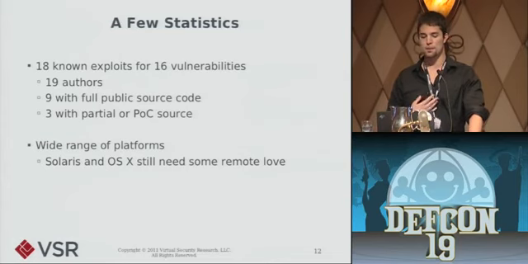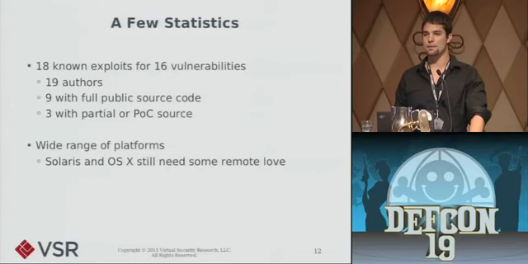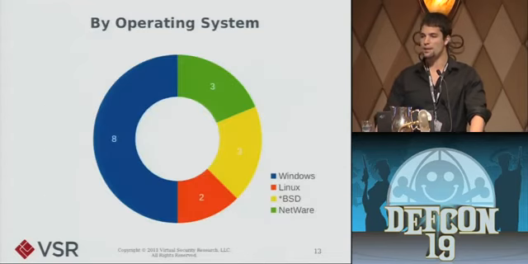And these exploits cover a wide range of platforms. Solaris and OS X have not had any weaponized remote kernel exploits, so that's future work if you're into that sort of thing. Breaking these down by what operating systems they affect, half of the 16 vulnerabilities were in Windows. Only 4 of those were actually in the Windows core components. 3 of them were in various wireless drivers, and 1 was in a Symantec firewall. 3 in NetWare, which I don't think anyone still uses. 3 in various BSDs, and 2 in Linux, one of which was in a third-party driver.